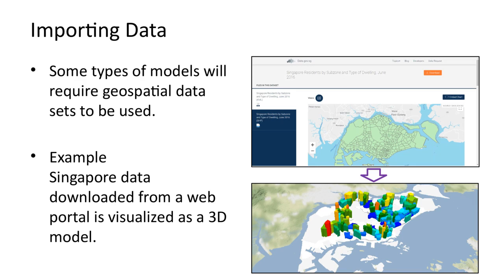In the example, we will download some data from a web portal provided by the Singapore government. The geospatial dataset consists of polygons representing the subzones in Singapore. For each subzone, a number of data attributes are provided. We are interested in visualizing the residential population in each subzone.